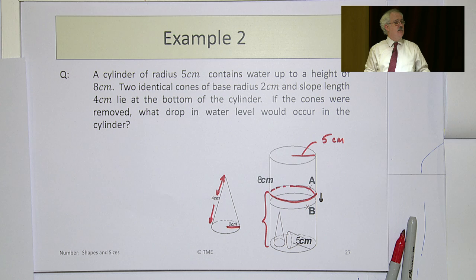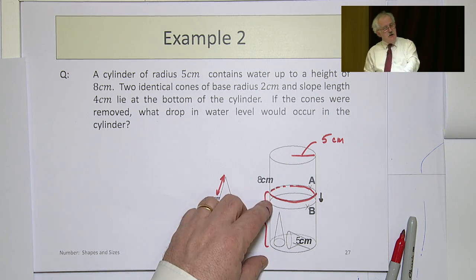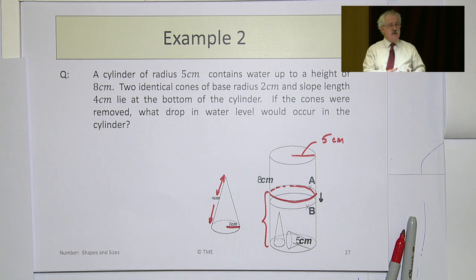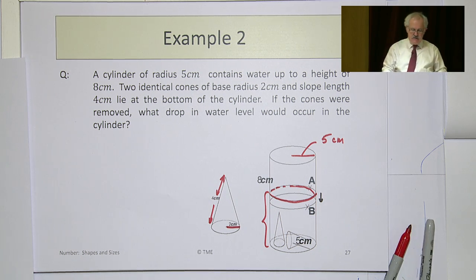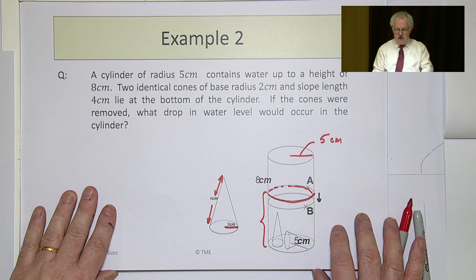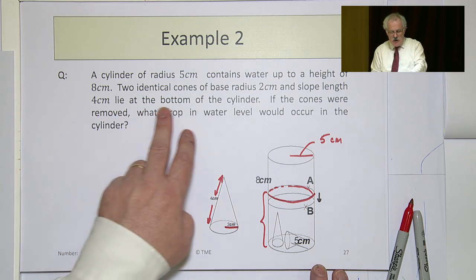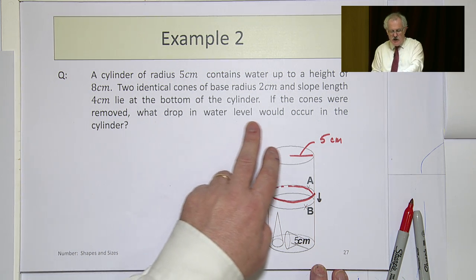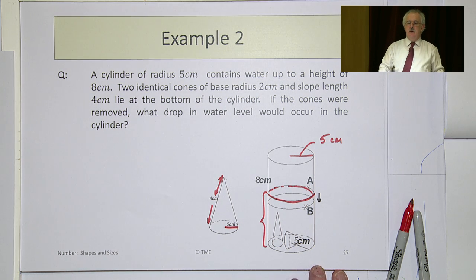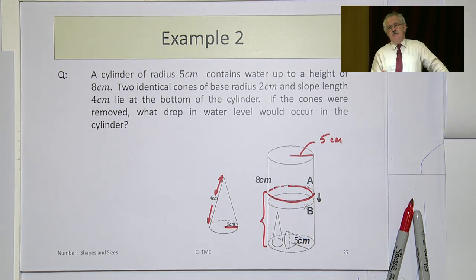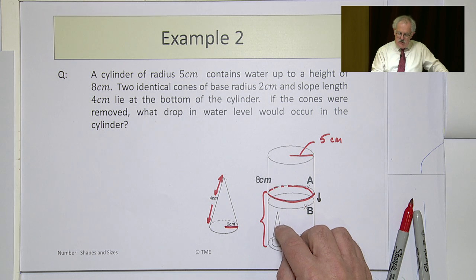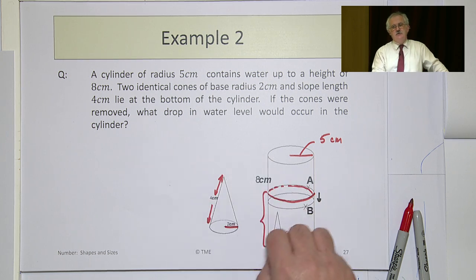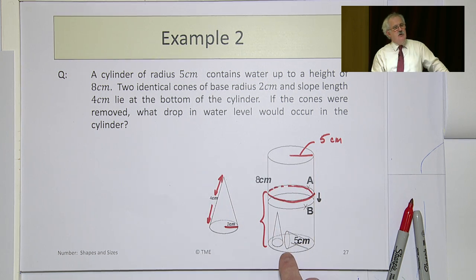Okay? Now, it's just Sudoku. We have to figure out how much will the height drop, but it's just step by step by step. As I say, it's like eating an elephant, 1 bite at a time, you know? Now, if the cones were removed, what drop in the water level would occur? Well, there's one thing that's important in these questions, is that the cones, when they come out, how much volume will they free up?